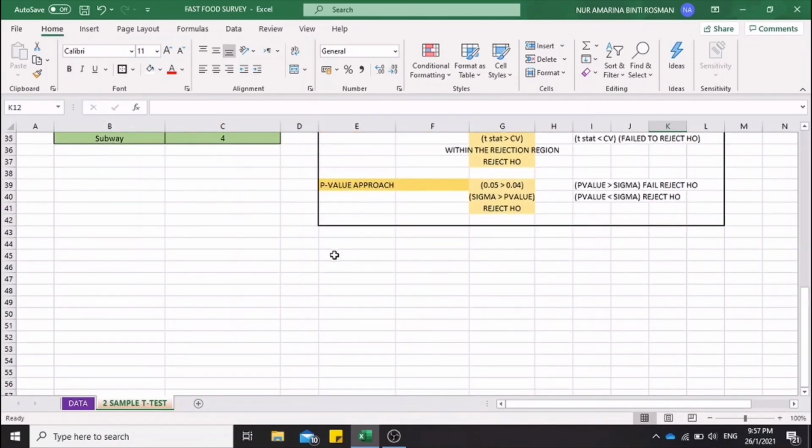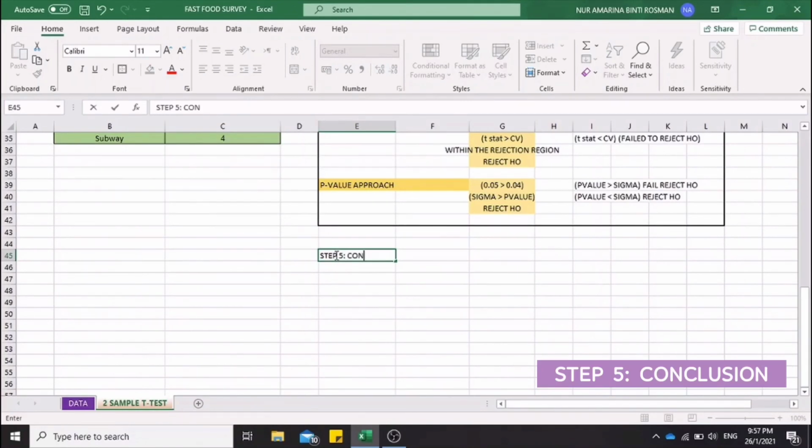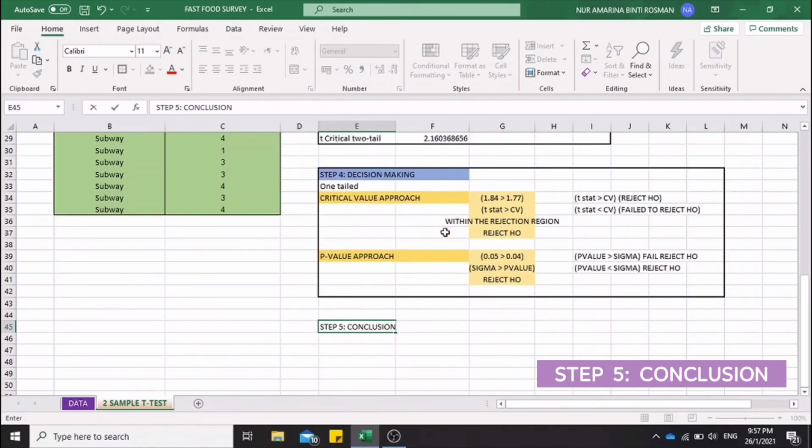Okay, the last step. Step 5 is conclusion. You only have to do a simple conclusion. Based on these two decision makings, critical value rejects H0, p-value also rejects H0. So obviously there is sufficient evidence that KFC is statistically higher than Subway.